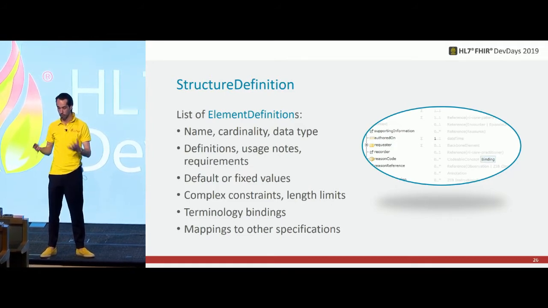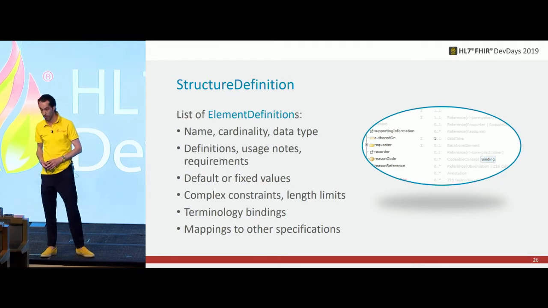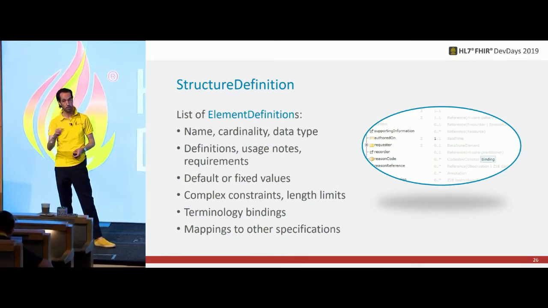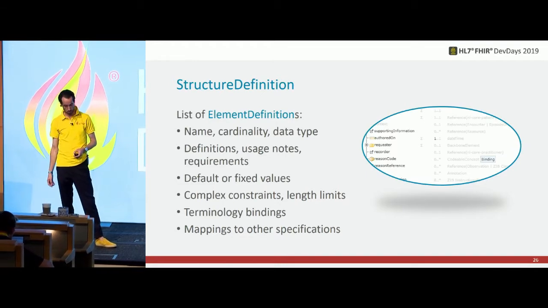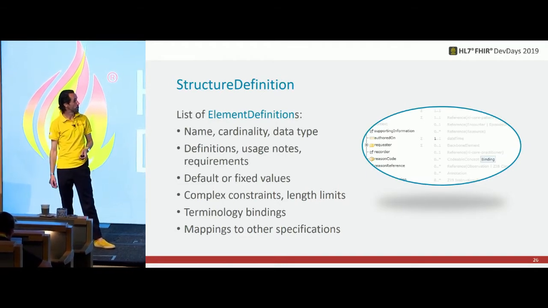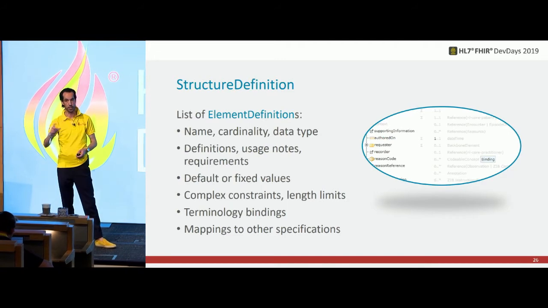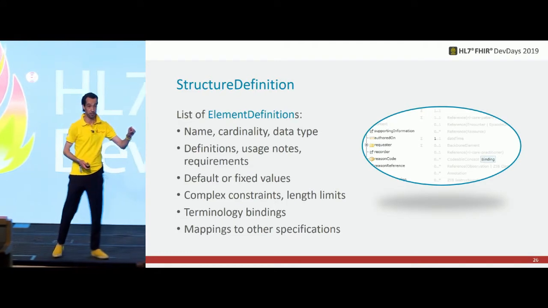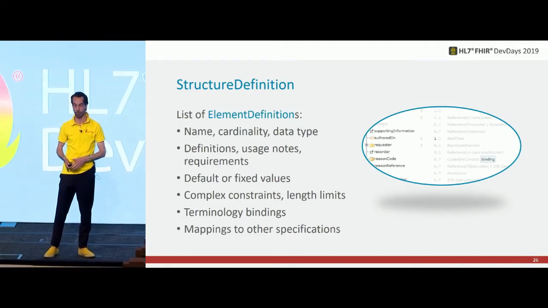And then you can add terminology bindings on there, even complex constraints, mappings to other specifications. You can map to V2 or to the RIM. And you can even add some default or fixed values. And there's a couple of narrative fields that allow you to comment and describe that element. And you can display it in a user interface. Element definition is a data type, by the way. It's always part of a structure definition. That doesn't exist on itself.